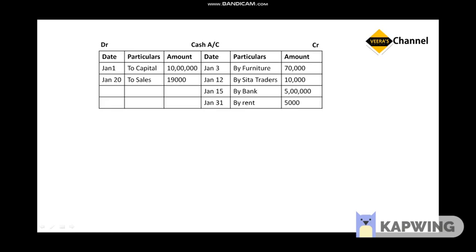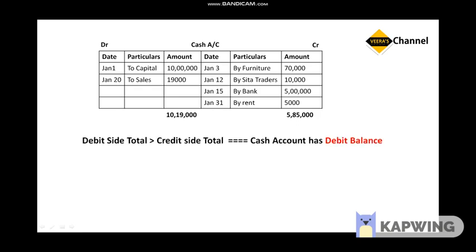On debit side, we get a total of 10,19,000 and on credit side, the total is 5,85,000. After making totals, we should see which side total is higher. Here in this example, we can clearly see that debit side total is greater than credit side total. So remember, it's very important whenever any account has debit side total that is greater than credit side total, then that account has debit balance. Here, the debit balance is nothing but 10,19,000 minus 5,85,000 is equal to 4,34,000.